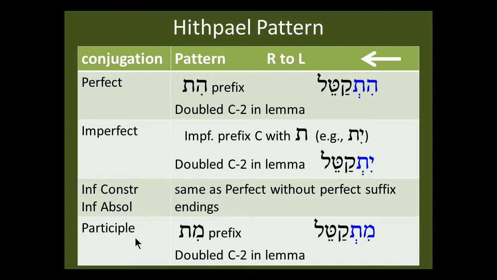And lastly, the participle, you would have your mem with tav, mith, as a prefix, and then doubling of the second consonant. So that is the Hithpael. It's very easy to spot, and that's the end of this video.